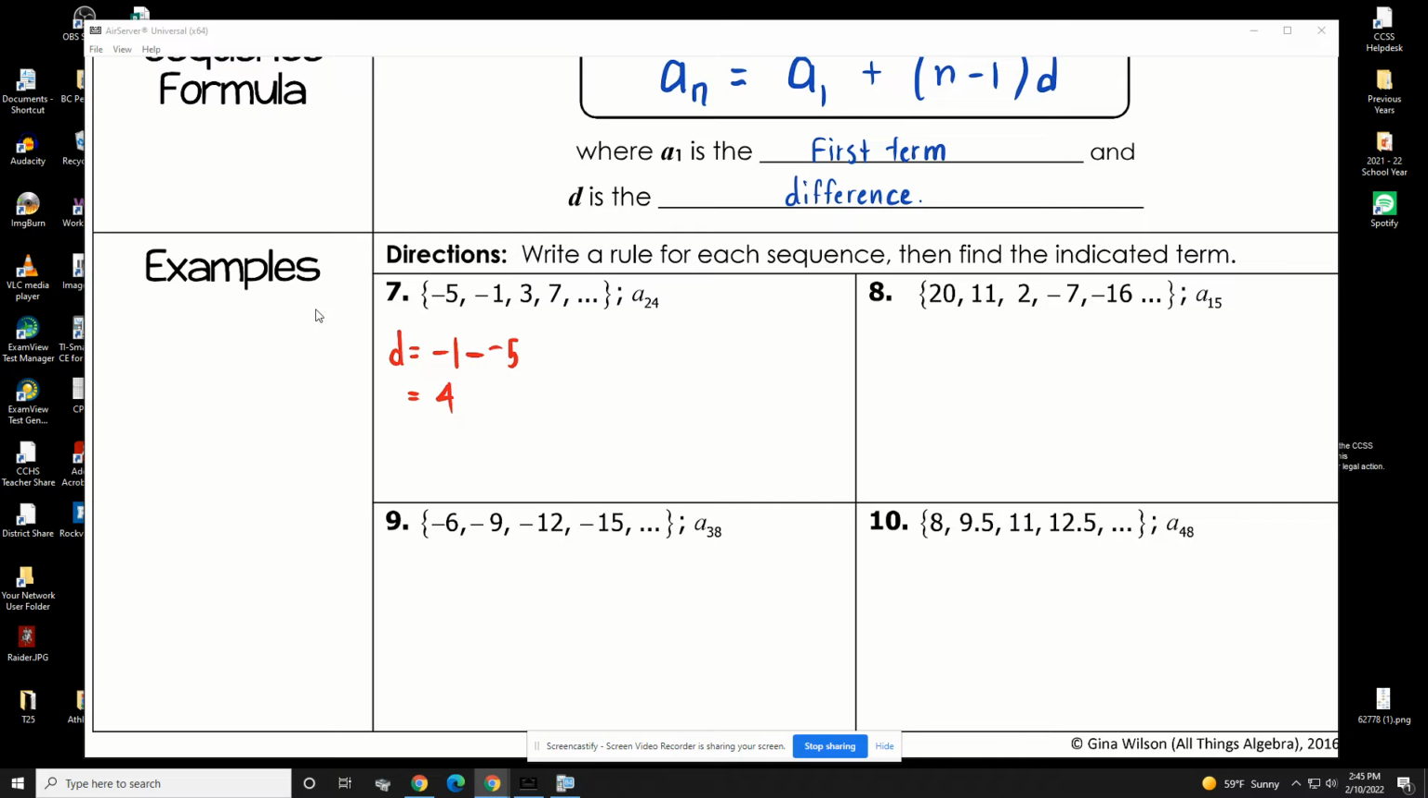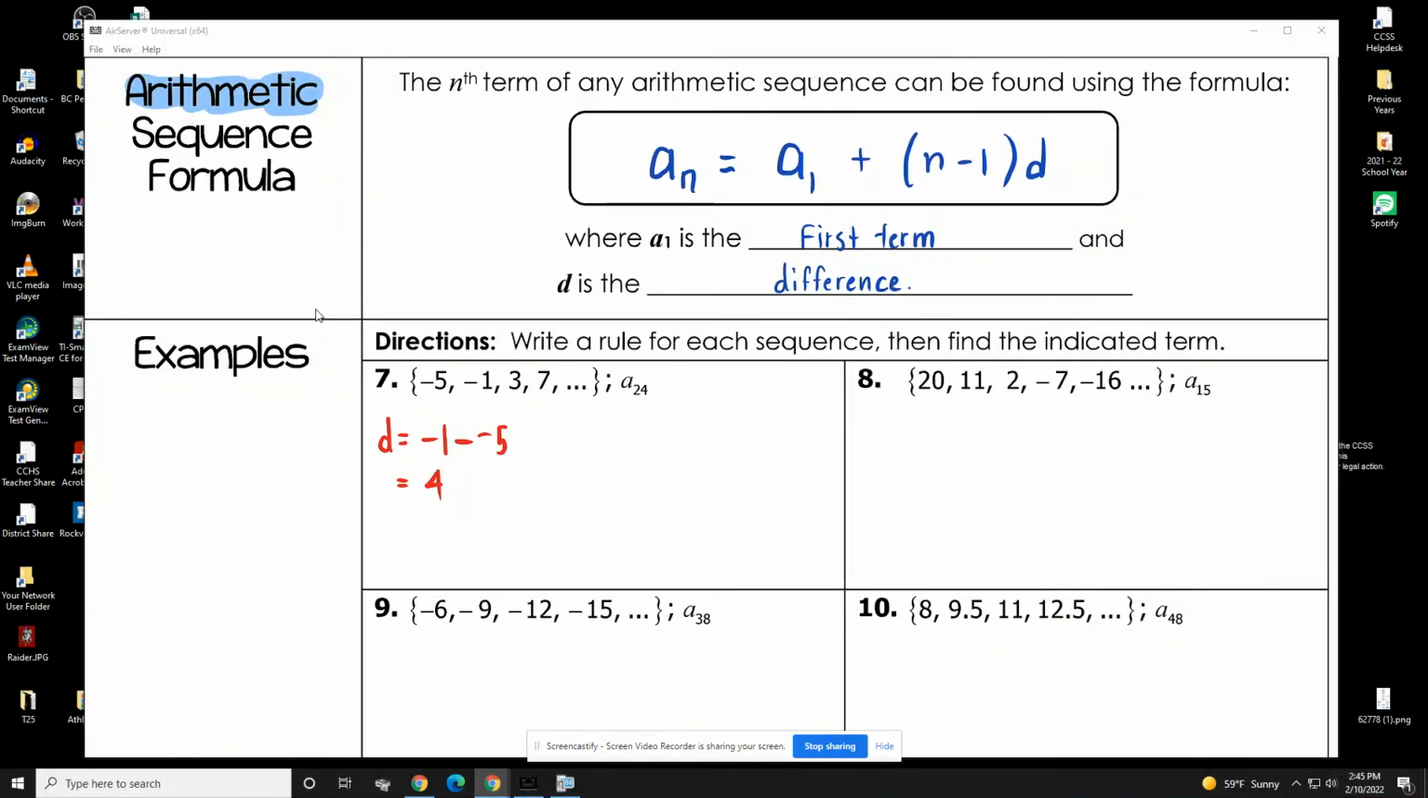Now listen, that's not finding an equation. That's just finding my common difference. We're going to use the equation that's up there to find A sub n. Ready? Here we go. A sub 1. Now remember, you're not having to come up with your first term. It was given to you at the very beginning. Your first term is negative 5. Plus, you're going to leave n minus 1 in here because it's a part of your formula, and you're going to multiply that by the common difference, which is 4.